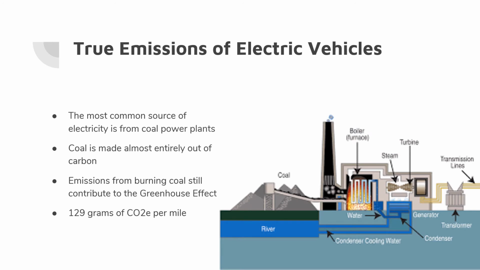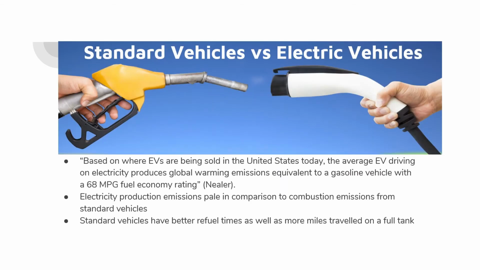The electricity used to charge electric vehicles comes from mostly coal power plants. Since coal is made of almost entirely carbon, the emissions will contribute directly to the greenhouse effect. Cars will average about 129 grams of CO2 equivalent per mile when you account for how much CO2 is needed to charge it. So let's compare standard vehicles with electric vehicles.